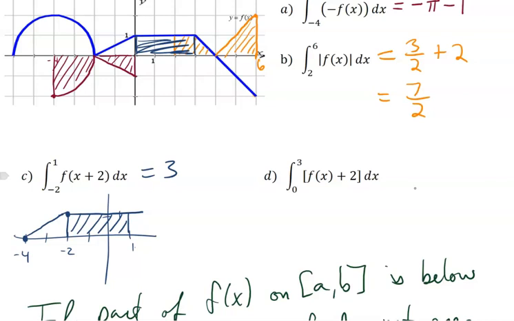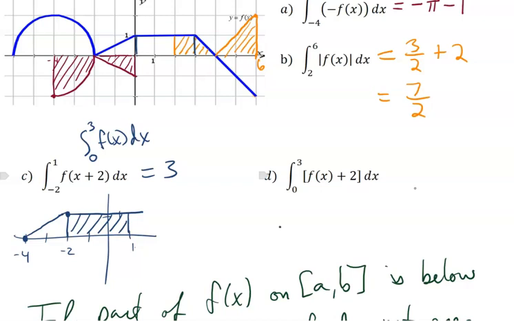Okay, so instead of shifting 2 to the left, we could say that's the same thing as shifting the limits 2 to the right. So it'd be 0 to 3 of the original f of x dx. Now you don't have to do that. This is not a hard one to move, but just keep in mind that that does work. All right. Then for the last one, we have the function f of x plus 2. Okay, so that's a vertical shift of this function, and we're integrating from 0 to 3.